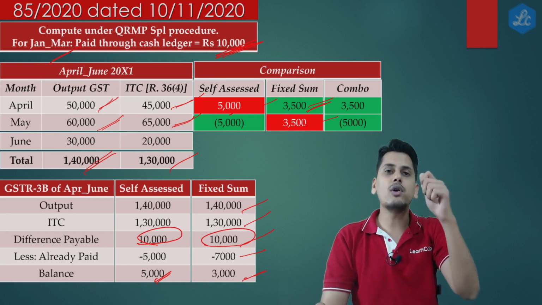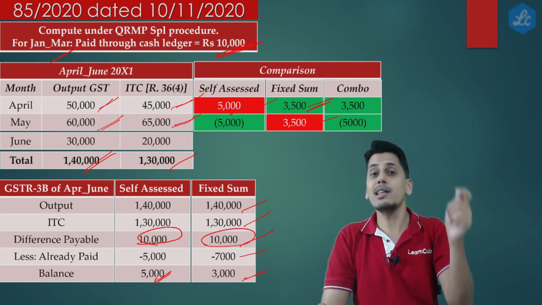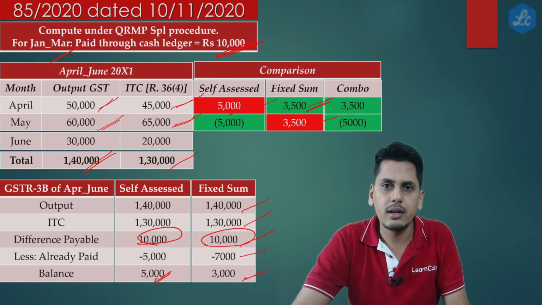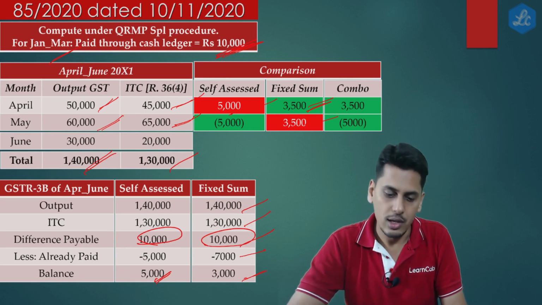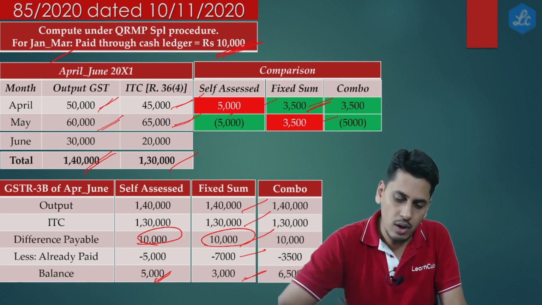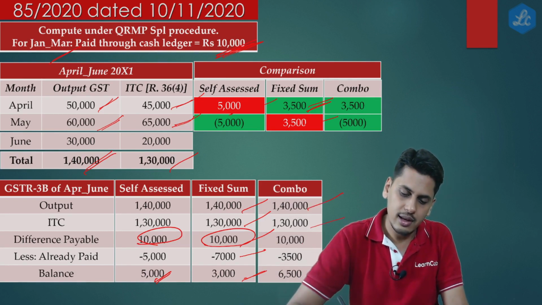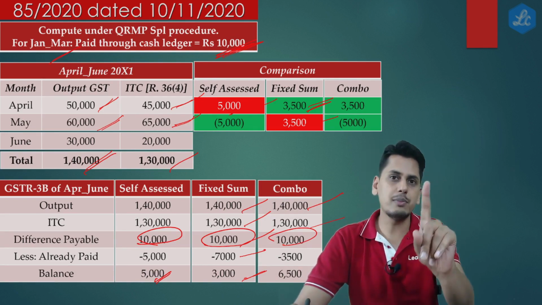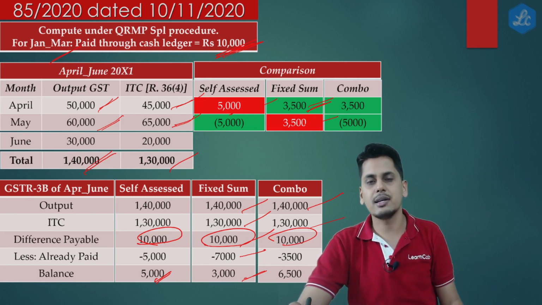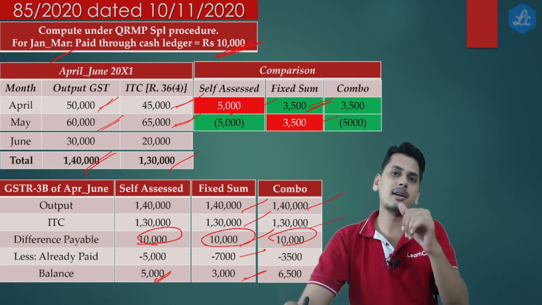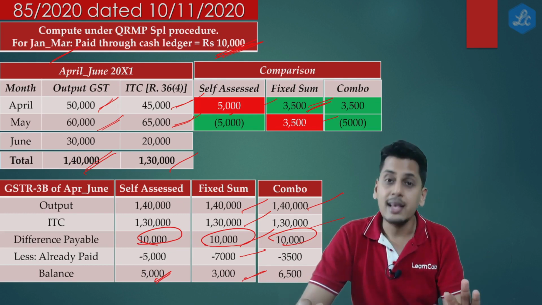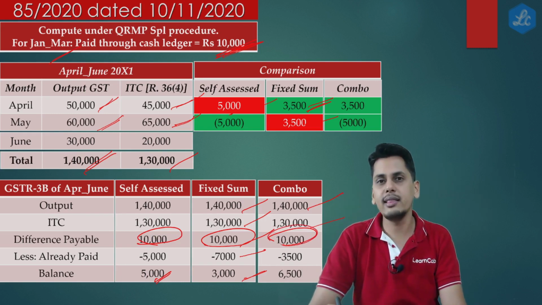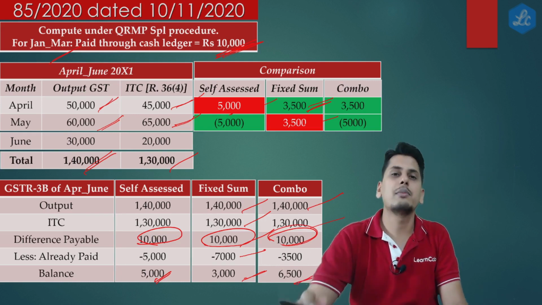Of course, the work involved is more, but if it is helping me to manage my working capital in a better way, why should I not opt for it? So friends, in combo, let's say output 140, ITC 130, difference payable 10. Already paid 3,500. First month, since fixed sum was lower, I went under fixed sum. Second month, self-assessment was lower, I went under self-assessment. So first month I deposited 3,500, second month I did not deposit anything. Third month, total payable 10,000, minus 3,500 already paid, difference payable 6,500.